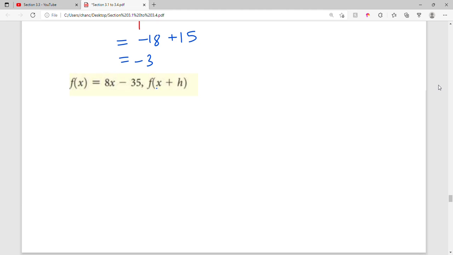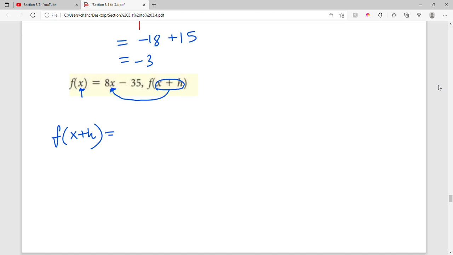In this example, we're going to substitute x plus h into everywhere we see an x. Now, it's the same thing as plugging in a number. It's just plugging in a letter this time. Write f of x plus h. That's what we're plugging into the x. We're replacing that x with an x plus h.